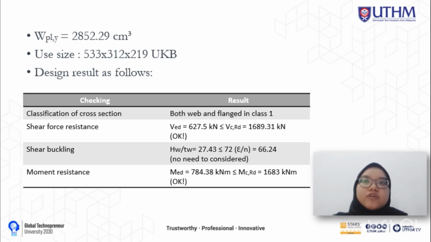The shear force VEd is smaller than VcRd, so the design is okay. For the shear buckling, hw over tw is smaller than 72 epsilon over eta, which means it need not be considered in the design. For the moment resistance, MEd is smaller than McRd, so the moment resistance is okay also.